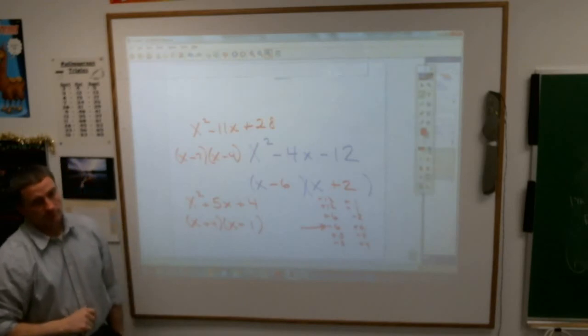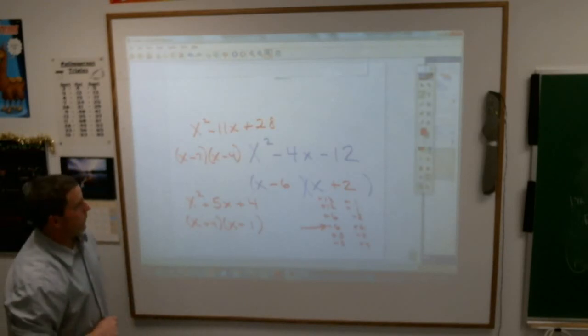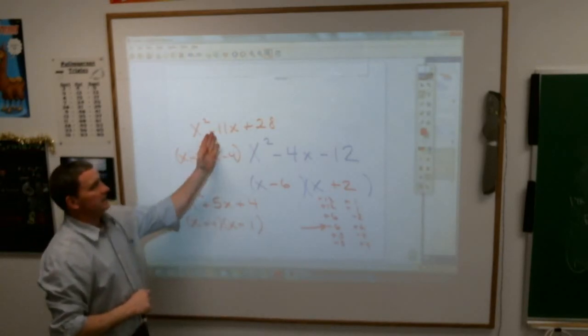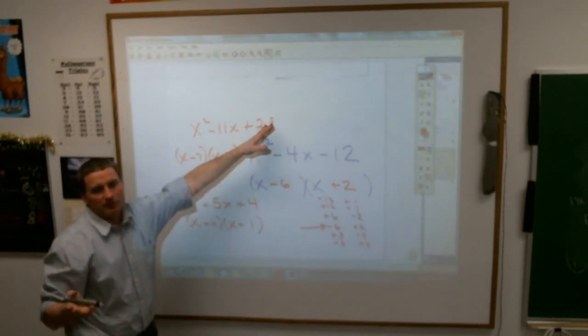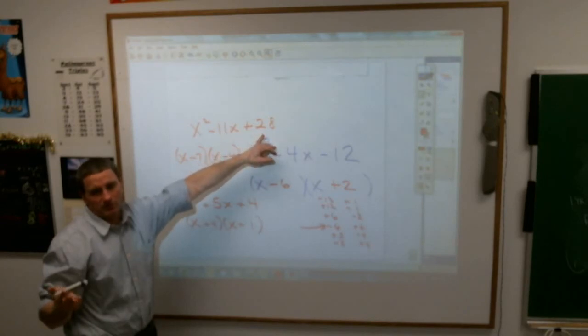Ready for some of that? If this is positive and that's negative, one has to be negative. If this is negative, one has to be negative, one has to be positive. There's no other choice, because there's no other way to get it.